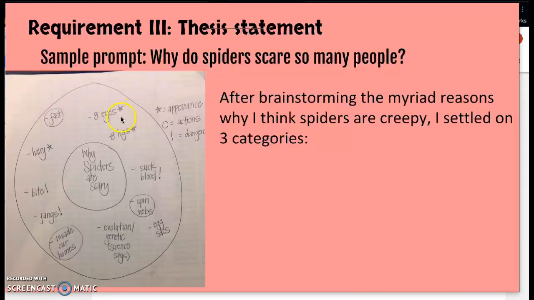And I figured that a lot of these have to do with how creepy they look. So they're 8 eyes, they're 8 legs, they're hairy. So those were all looks, appearance. I circled the actions that creep me out. They're really fast, they invade our homes, they spin webs, and then they're dangerous. So they bite, they have fangs, they suck blood.